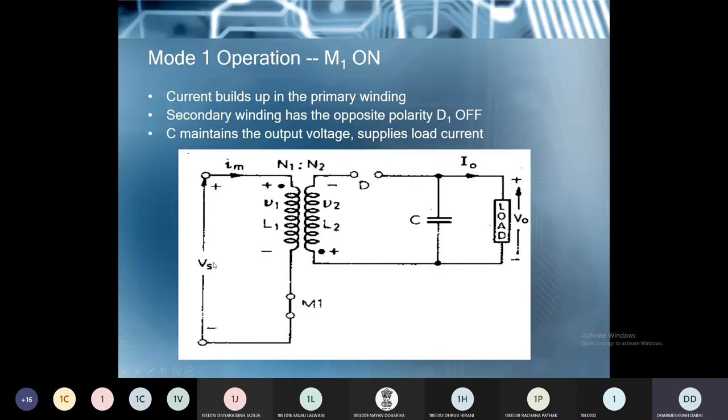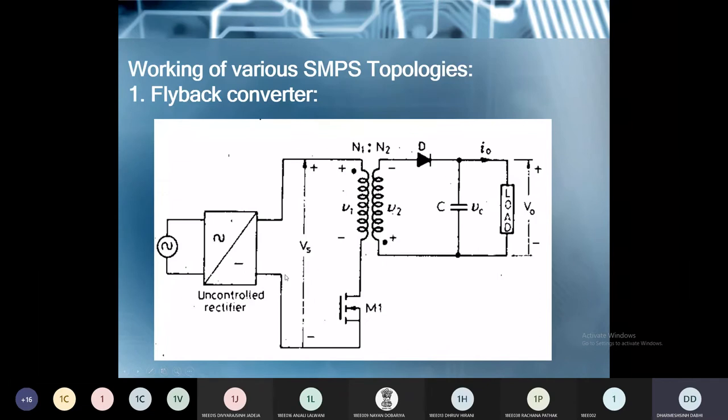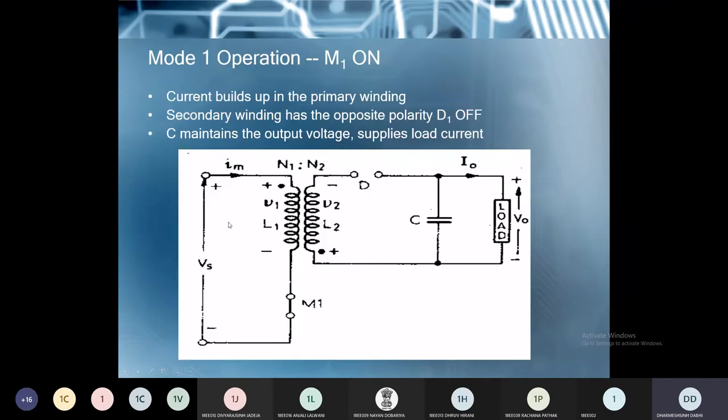So here you get the DC supply by using a controlled or uncontrolled rectifier. You can see that this is the VS voltage, DC voltage. So this DC voltage is applied to the switch. So what will happen? The voltage comes across this primary with this polarity. Here the dot convention is given. So with this dot convention, positive polarity at the upper terminal and negative polarity at the lower terminal.